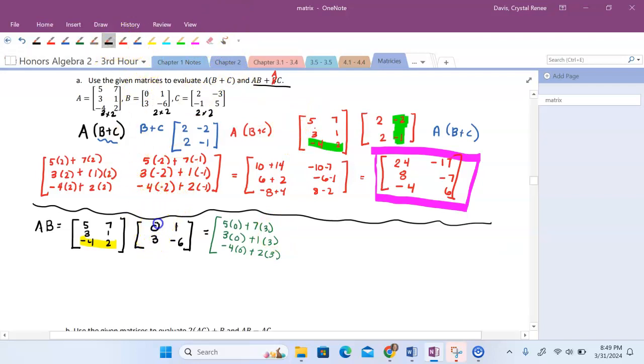So I'm going to remove the highlighting, and then go to the second column of my second matrix. I'll do this column now. I'm going to start with the first row of the first matrix, so I have 5 times 1 plus 7 times negative 6.